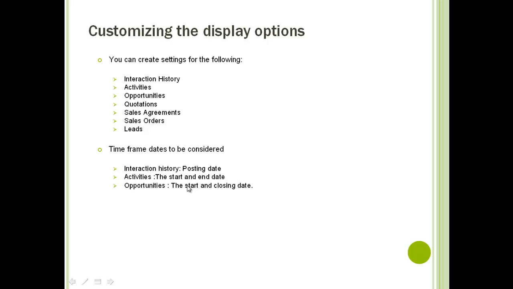So we saw how we can create the different settings for interaction histories, activities, opportunities, and all those transactions to be shown in your business transaction, and you can filter it based upon the time frame or based upon the status. With this, we saw the different features of transaction processing. Thanks a lot for your attention and wish you happy learning.